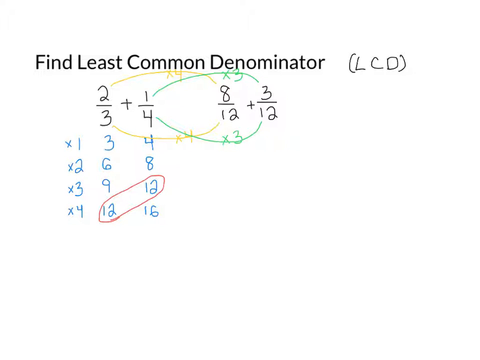And now that I've done that, to add fractions, I just add the numerators. 8 plus 3 is 11. And since I did all this work to find common denominators, I will keep the denominator, which is 12. So 11 twelfths will be my answer, and that is already in simplest form.